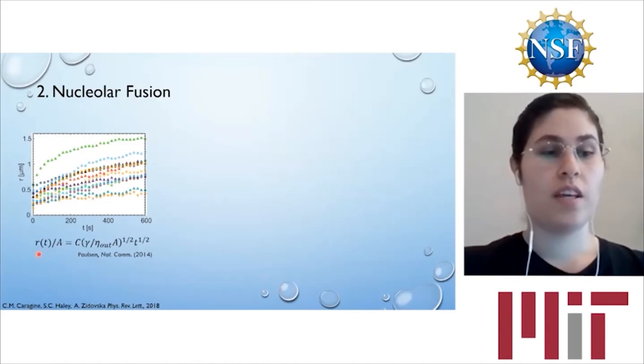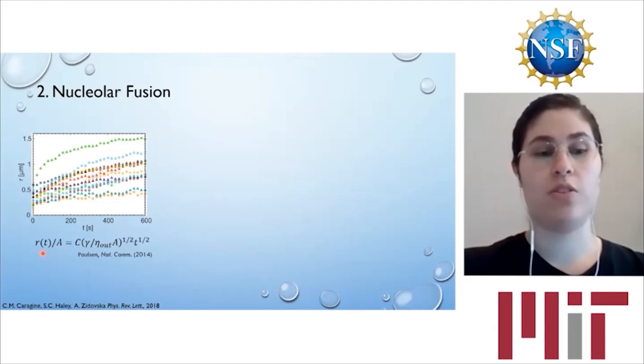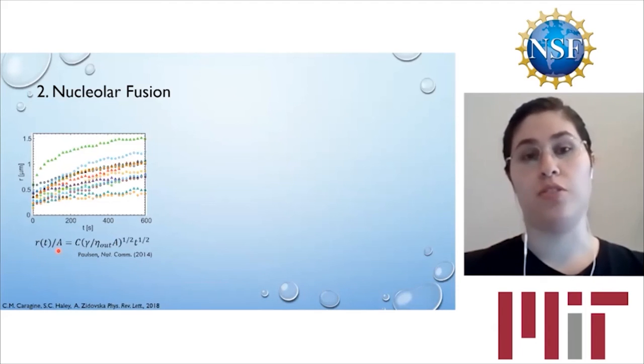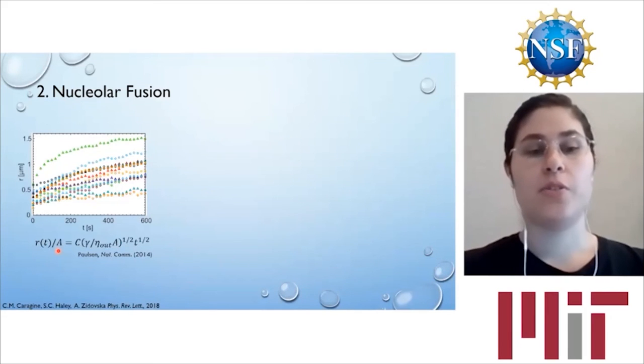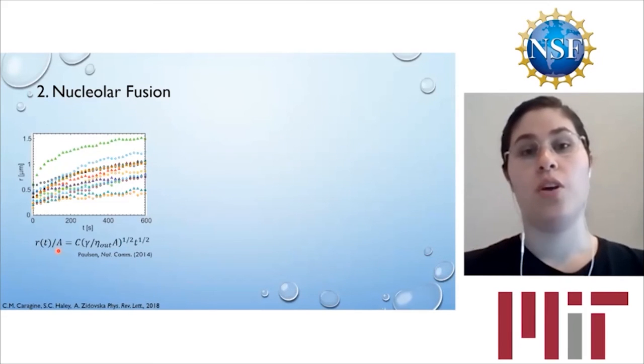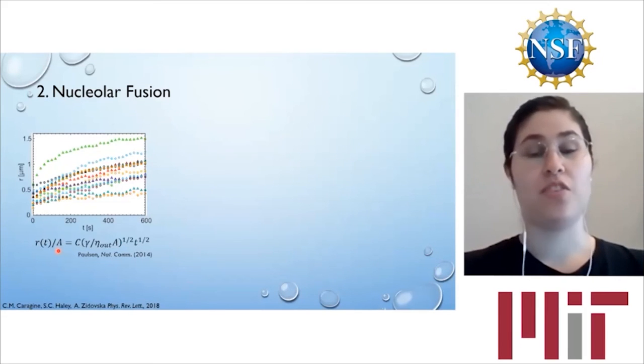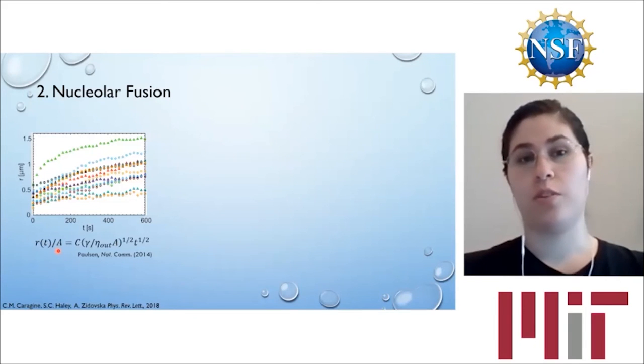And so here we looked at how the radius grows normalized to A, which is the average radius of the droplet's prefusion, and the different forces that could be involved. So the one that is driving the neck growth is surface tension. And then resisting that growth, you either have the viscosity of the inner fluid or the outer fluid, and the inertia of the inner fluid or the outer fluid.